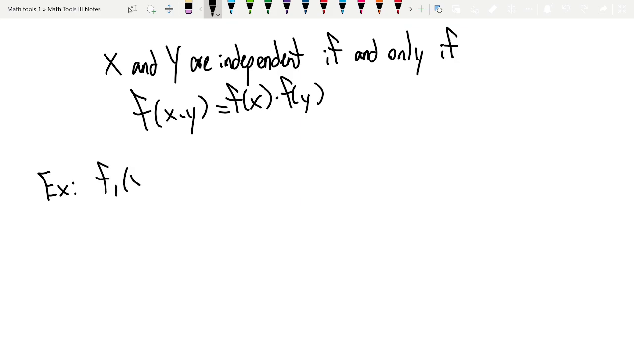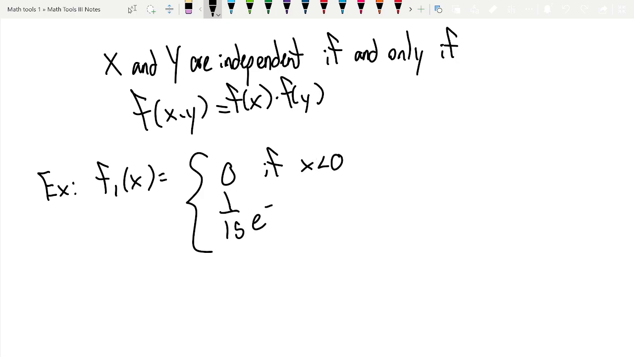I won't write down the whole problem because it's pretty wordy here. I'll just pick out the functions basically. So this one says that f1(x) is equal to 0 if x is less than 0, and 1/15 e to the negative x over 15 if x is greater than or equal to 0. Okay, we use the exponential function in some problems, in single variable calculus.